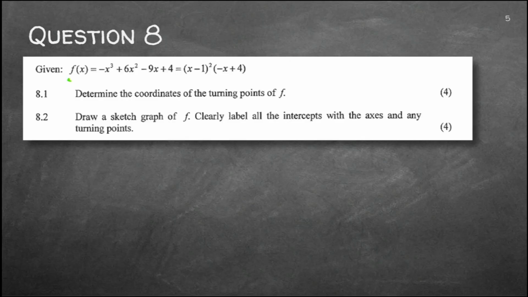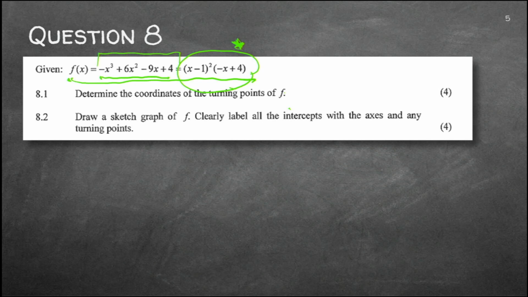Given. So now I have the cubic graph. Determine the coordinates of the turning point. Now, very important, I see definitely two different formats. The one is in the typical format of ax to the power of 3 plus bx squared plus cx plus d. This one means they already factorized it and they got x minus 1 squared minus x plus 4. So please remember that, it's already factorized. But for the turning point, I need the first derivative. So I'll have to use the first format.